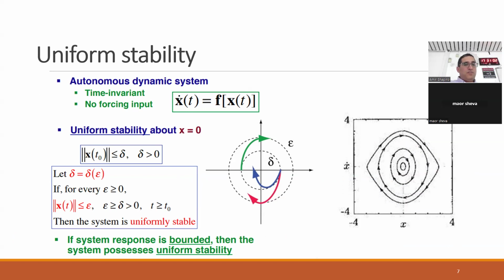Then for every epsilon, as small as I want, there is a delta such that if the system starts in this delta radius environment, the system never diverges out of the epsilon region. That means that the system is uniformly stable.